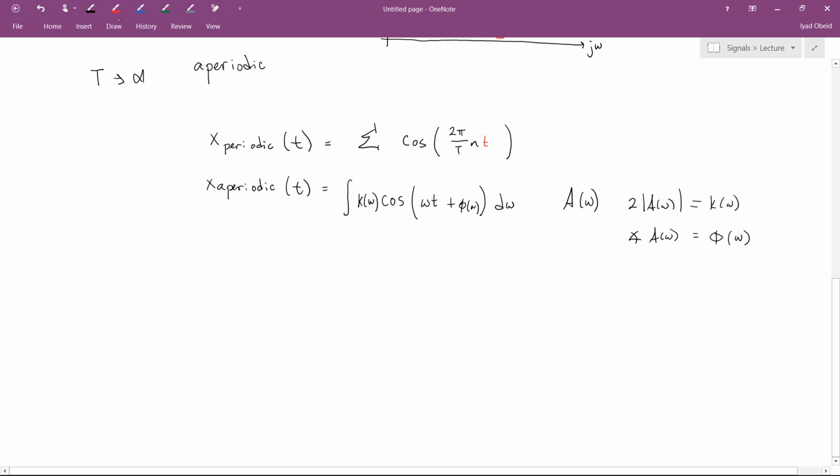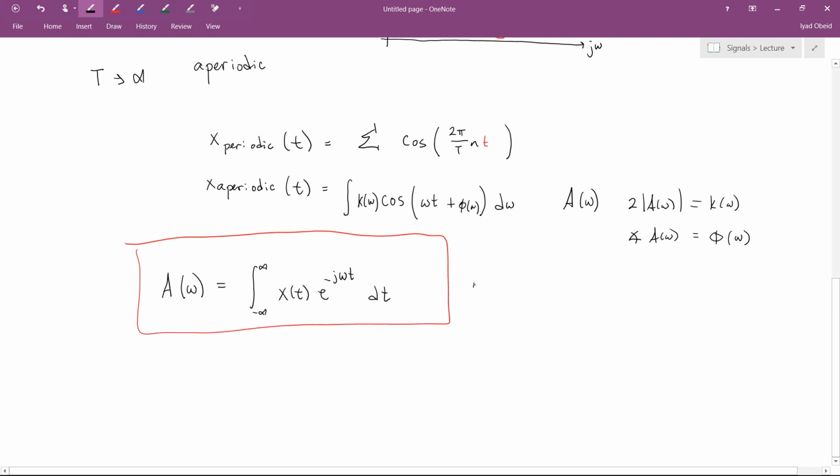Okay? And the formula that we have for A of n is the same formula that we've been dealing with all along. And that formula is simply A of omega equals the integral. Now before we had 1 over t, where t was the period. Now there is no period, so we're just going to omit that. We're going to integrate over all time. Before we were integrating over one period, but now one period is basically all time. And then everything else is the same. X of t e to the minus j omega t dt. Okay? And that is your Fourier transform.